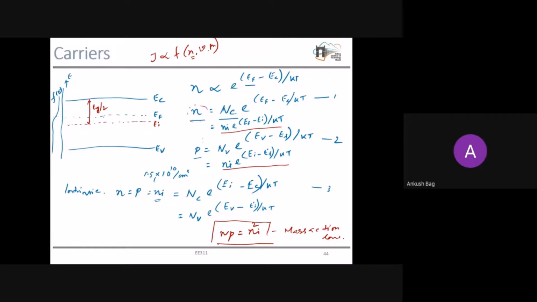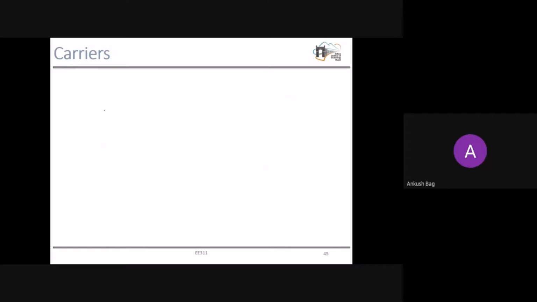Now, inside a vacuum, if we consider an electron and we apply an electric field, what will happen? The electrons will be accelerated. But in a semiconductor, this is a little different, so we will try to understand that. Let me go to the next slide.